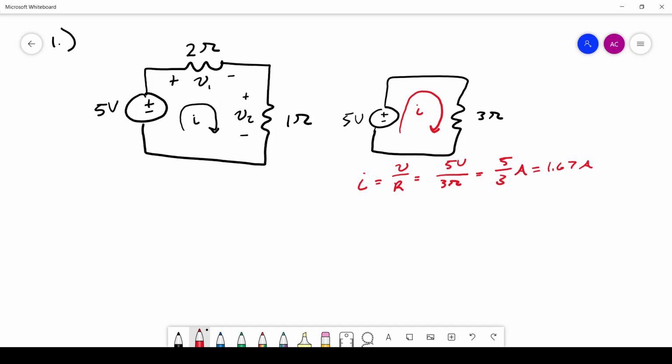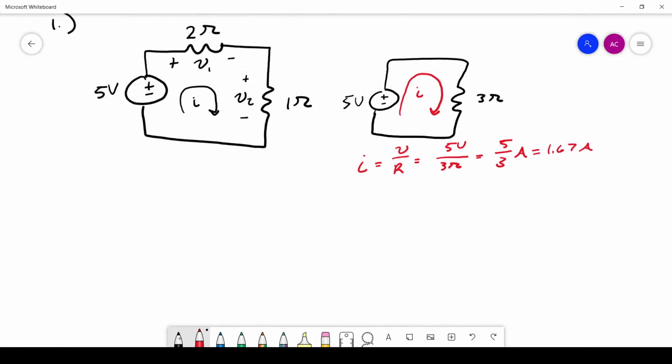Now that we know this current, we can solve for the voltage across each of these. Once again, Ohm's law says V is equal to I times R. So if we want to know V1, that's going to be I times 2 ohms. That's a terrible looking omega. So we're going to call that I times 2 ohms, and that's going to be equal to, we'll keep it as 5/3 times 2 ohms.